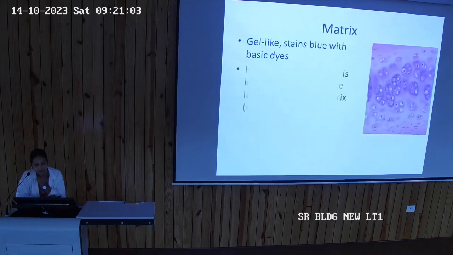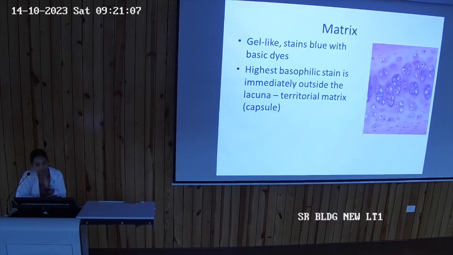Now what about the matrix? It stains blue with the basic dye. That is why the violet appearance. Highest basophilic stain is immediately outside the lacuna. Okay? Do you understand what a lacuna is? These are the spaces which have these chondrocytes. So just outside these lacunae, the stain will be darker as compared to the other sides.